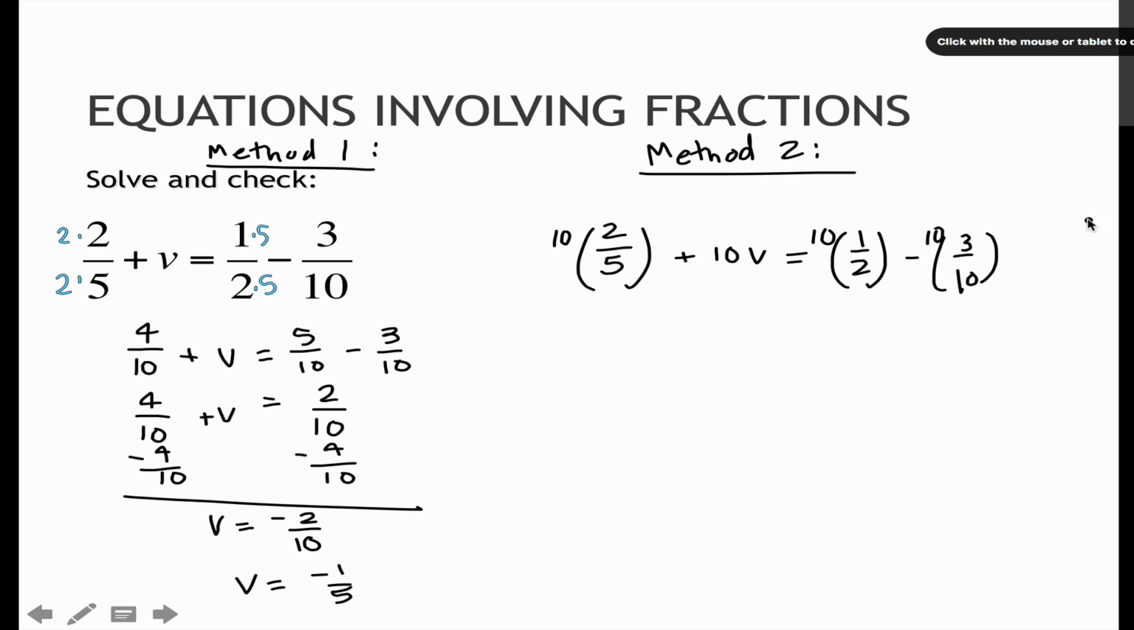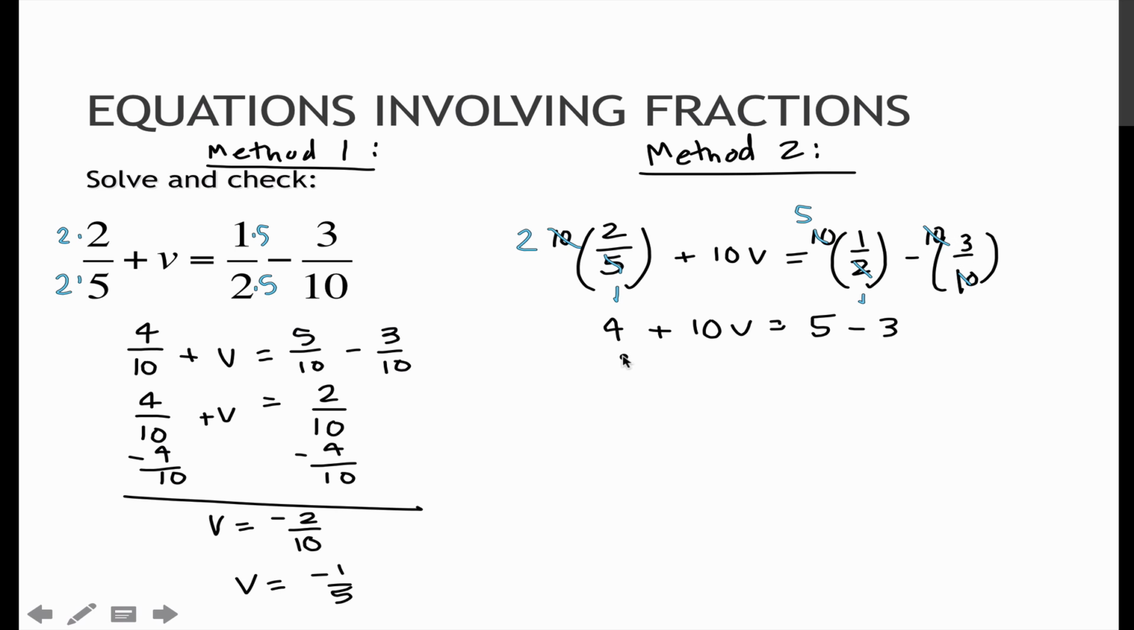Now the advantage to doing it this way instead of method 1 is that once I do my first step, I will no longer have fractions. So 10 and 5 reduce to 1 and 2, and 10 and 2 reduce to 1 and 5, and 10 and 10 reduce to 1 and 1. So when I write my next step, I have 2 times 2, which is 4. I have 10v, I have 5 times 1, which is 5, and I have 3 times 1, which is 3. So now I have the same thing that I had over here.